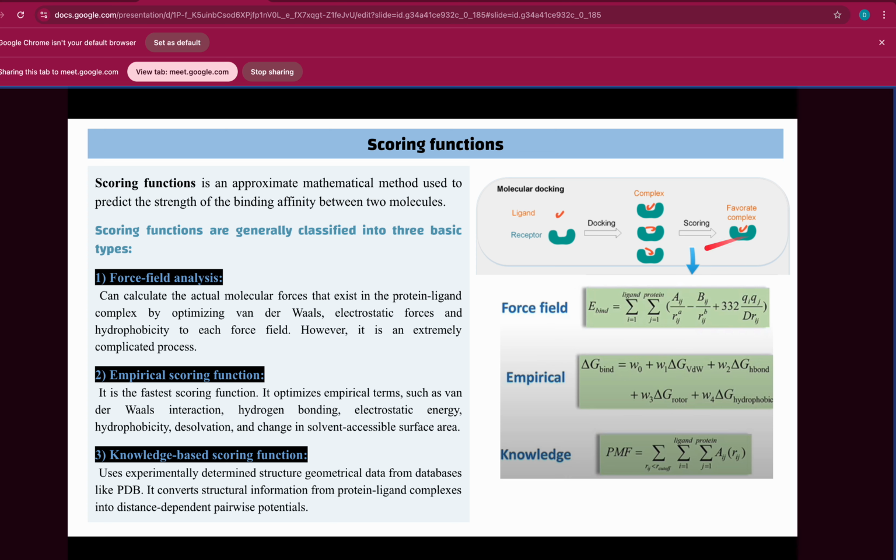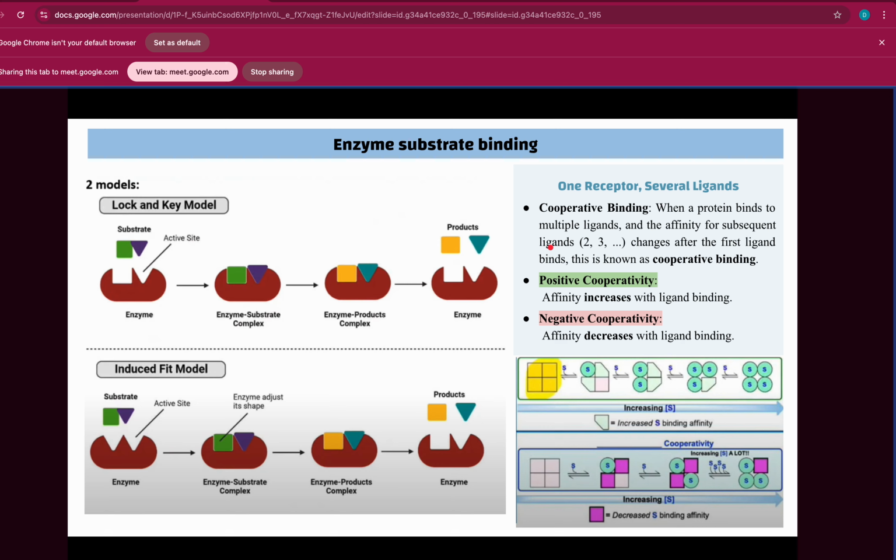then that means the complex is strong. So this is what we identify in the knowledge based scoring function, in which we take help of the structural data or the geometrical data among both of them, and then we find whether this will be a stable complex or whether the binding affinity will be high or low. So these are the scoring functions to find out which of the ligands is binding best to my receptor.